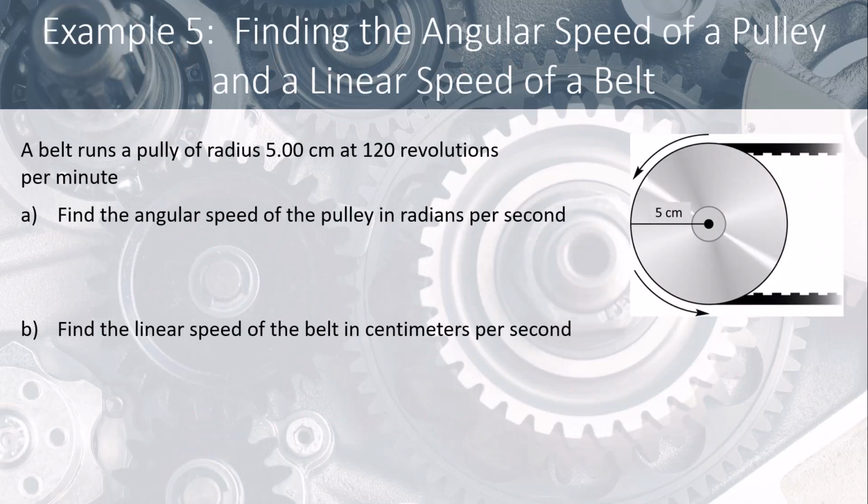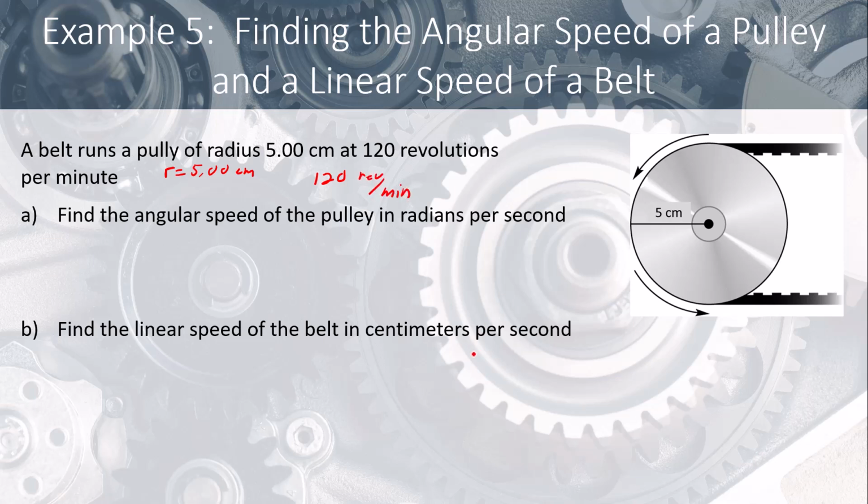Our next problem has to deal with a chain and a pulley, or a belt and a pulley, much like probably the fan belts we have in our car. Here we have a belt that runs a pulley of radius 5 centimeters. So r is 5.00 centimeters. And here we know that the belt is moving at 120 revolutions per minute.